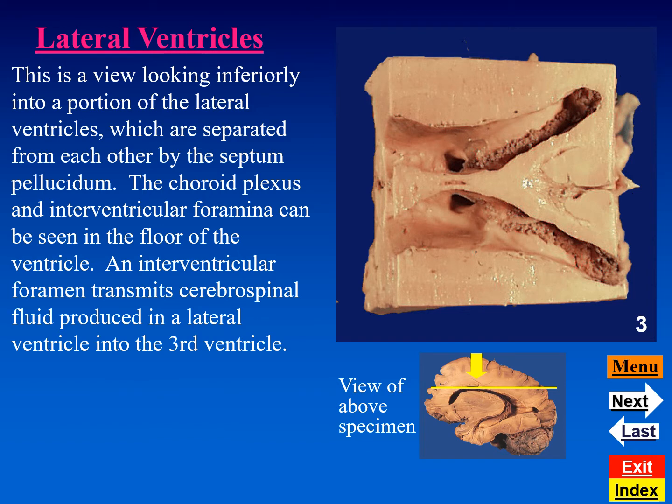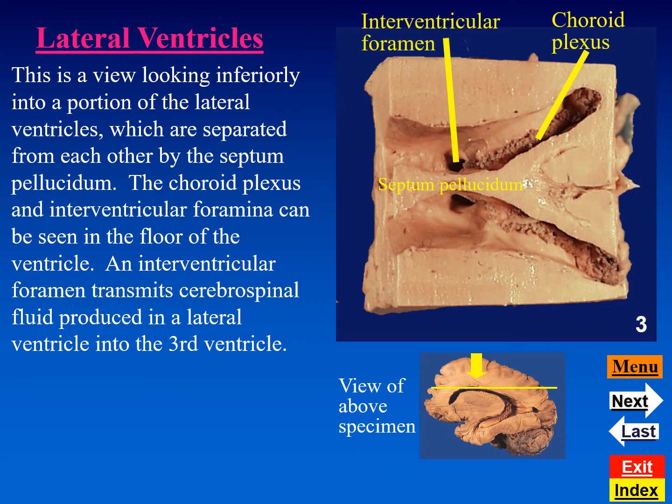Here's a view of the lateral ventricles from above after removing a portion of the cerebral hemisphere. Note that the two ventricles are separated by a membranous band of tissue known as the septum pellucidum, and in the floor of the lateral ventricles we have the choroid plexus. The cerebrospinal fluid that is produced here flows through the interventricular foramen to enter the third ventricle.